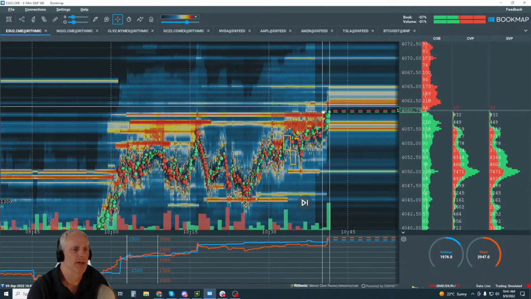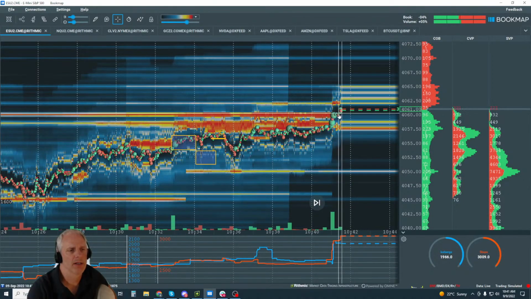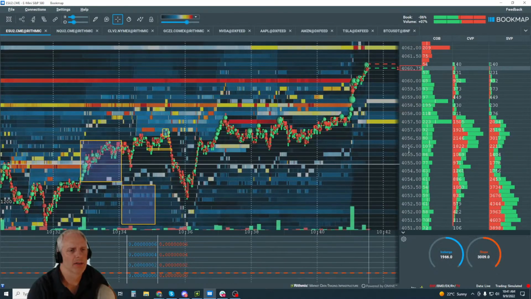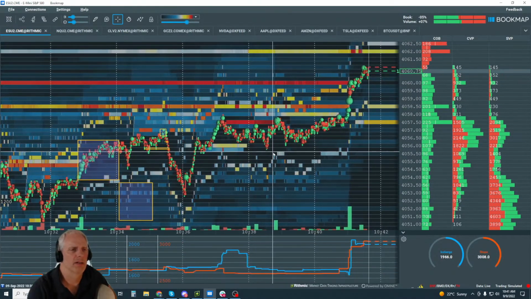So want to see him move it higher. Okay, the bid is supporting it now here. That's good. Okay, do we still get buyers? And then we're looking for a 62.